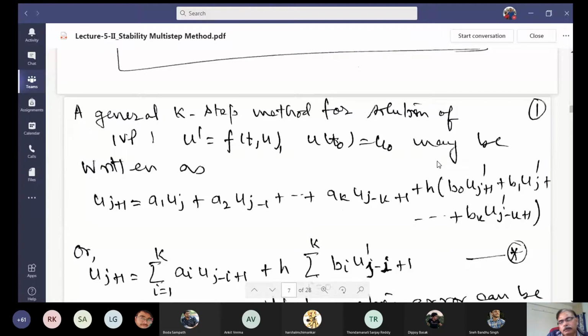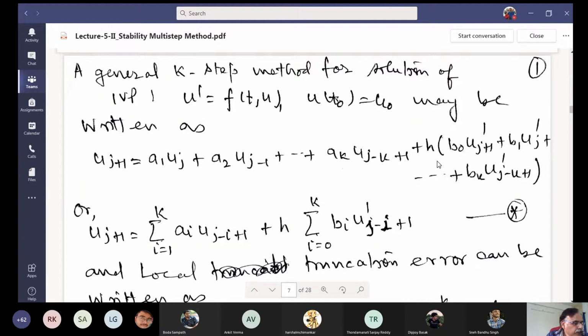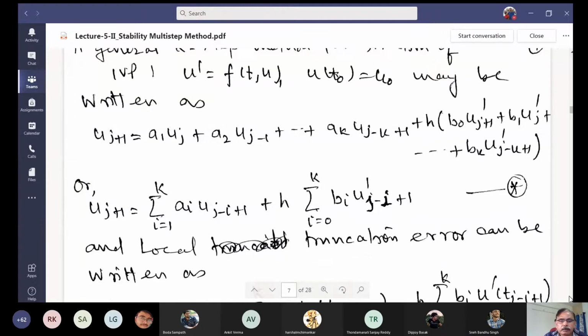Here we'll take a multi-step method of this type, that u(j+1) equal to a1 u(j) plus a2 u(j-1), and so on, and then the slope part, h into that implicit part, and then the remaining slopes are there. In summation form, you may write u(j+1) equal to the sum, i running from 1 to k, of ai u(j-i+1), plus h times that slope part. So that is written here in summation form.